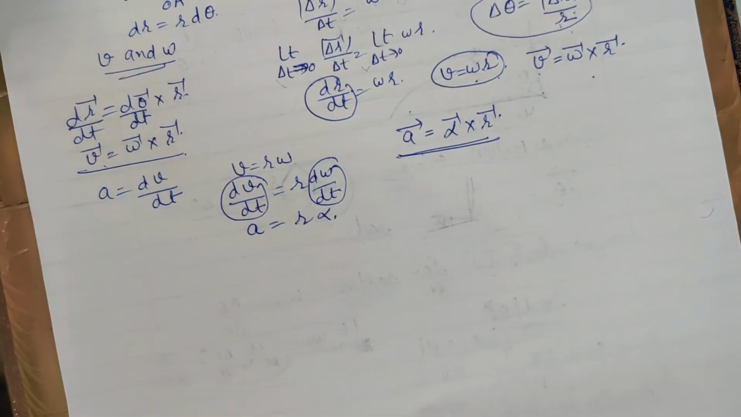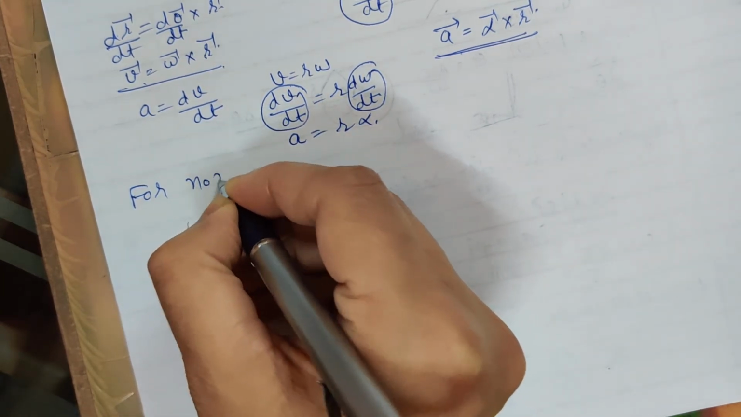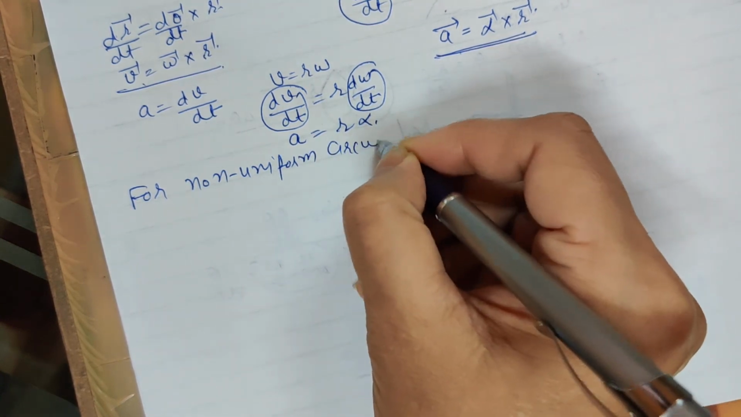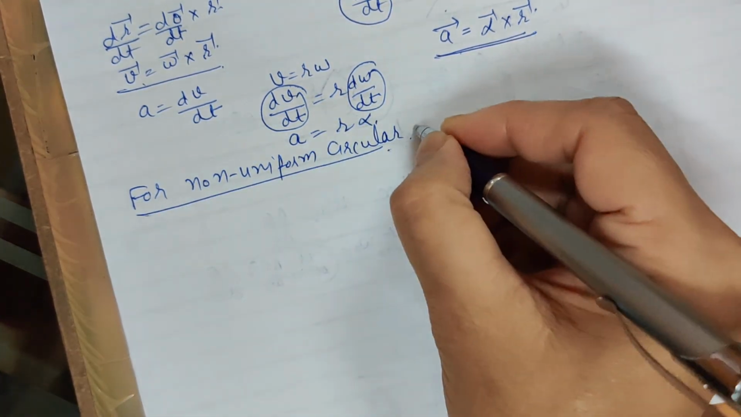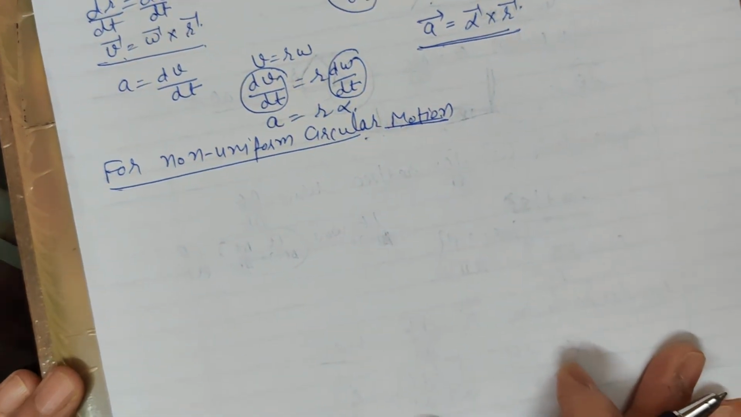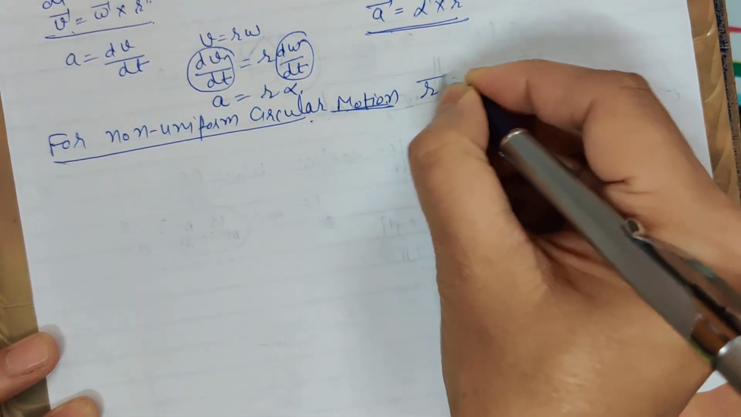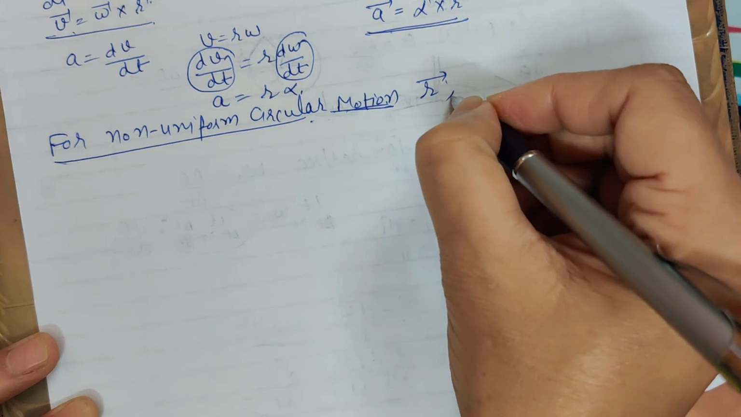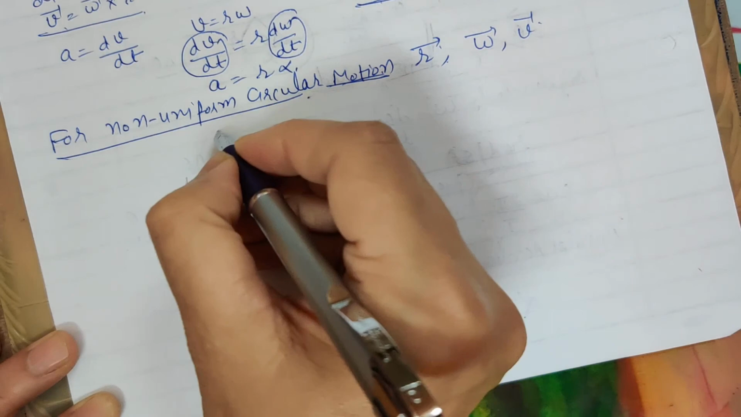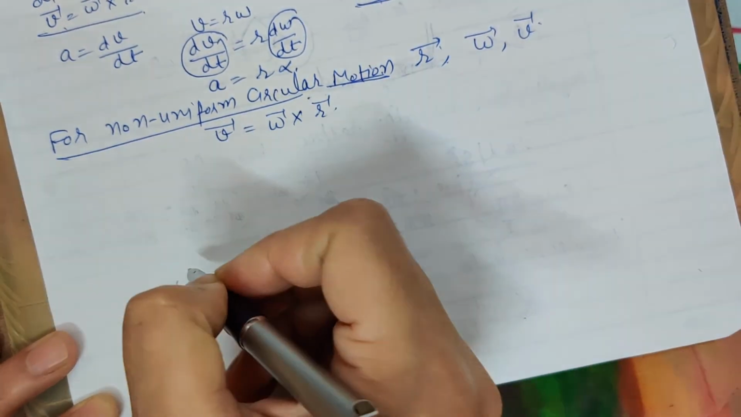Now we are discussing these relations for acceleration in non-uniform circular motion. We consider its acceleration. Let there be a body in non-uniform circular motion with circular path, r vector the position vector, with angular velocity and linear velocity, and we have the relation v is equal to omega cross r vector.